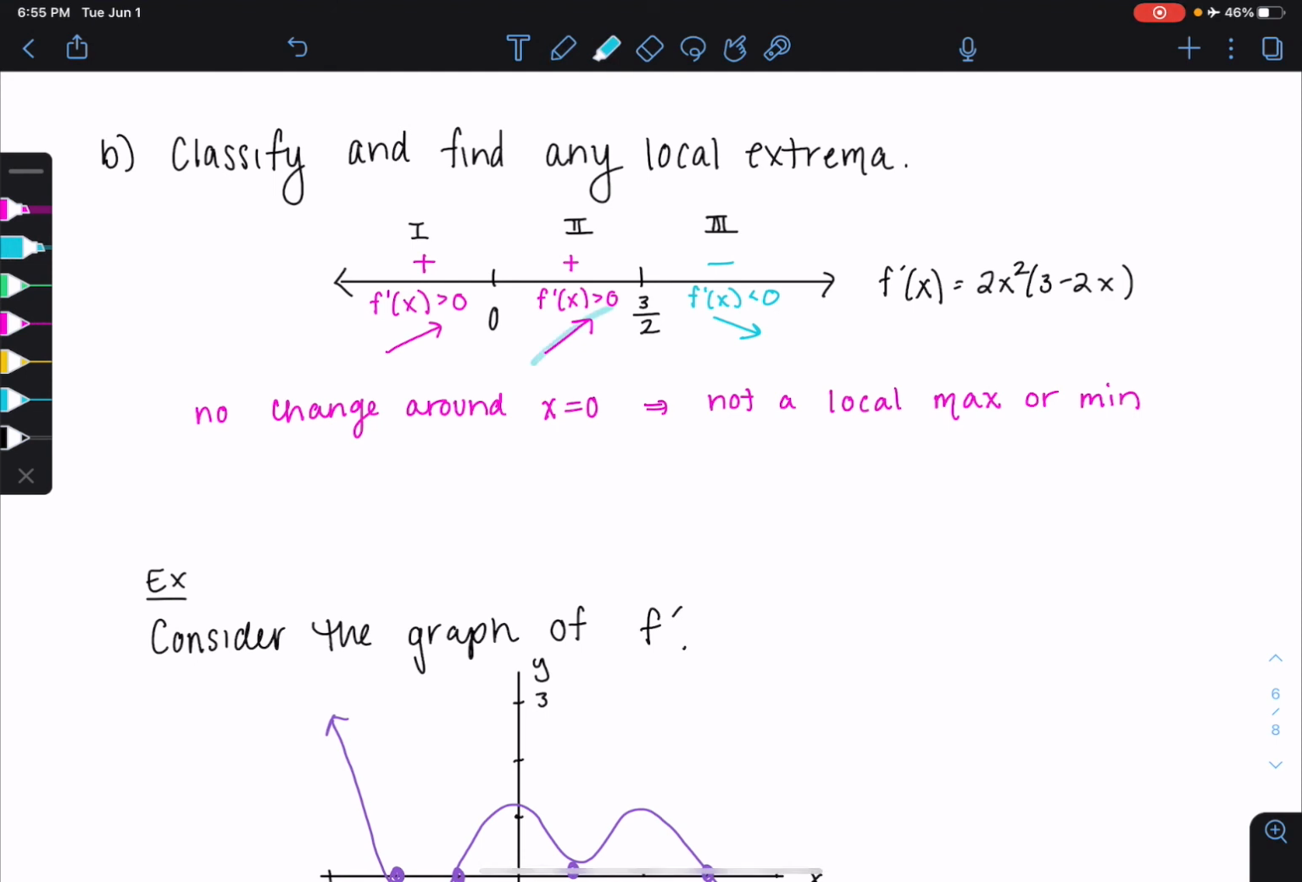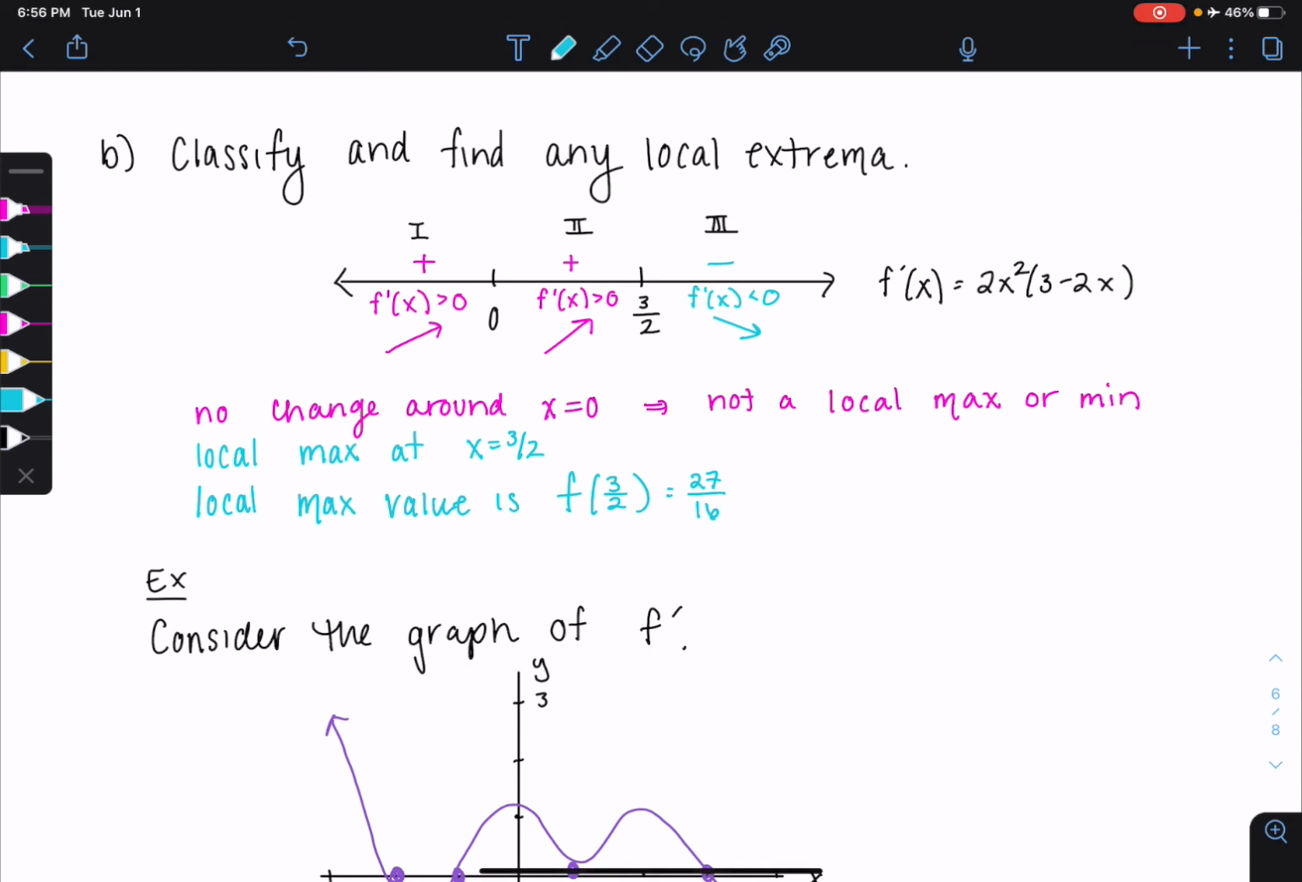Now, if we look here, my graph is going up, stops, and comes back down. That means this is going to be a local max. So there is a local max at x equals 3/2. Okay. And if you want the local max value, you plug 3/2 into your original function. So if you go through and do that, you would see it would end up being 27/16. Okay.